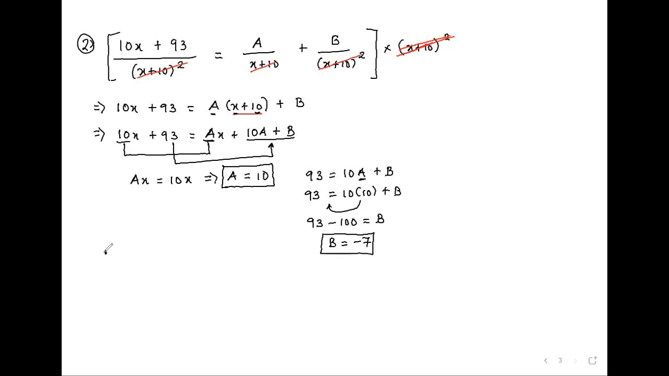So we're saying therefore 10x plus 93 over (x plus 10) squared is equal to 10 over x plus 10 minus 7 over (x plus 10) squared.